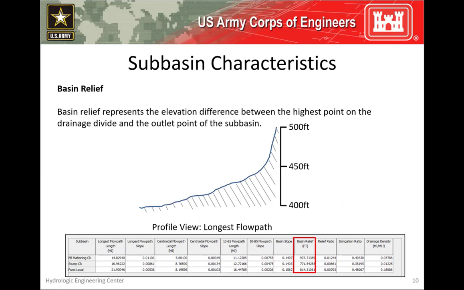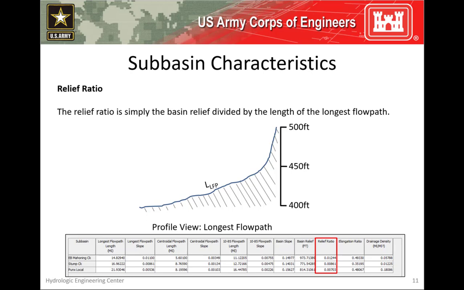Basin relief is a simple one. It's the highest point on the drainage divide minus the outlet elevation. In this simple example, the basin relief would be about 100 feet. The relief ratio is based on 2 prior characteristics that we have already discussed. It is the basin relief divided by the longest flow path length.